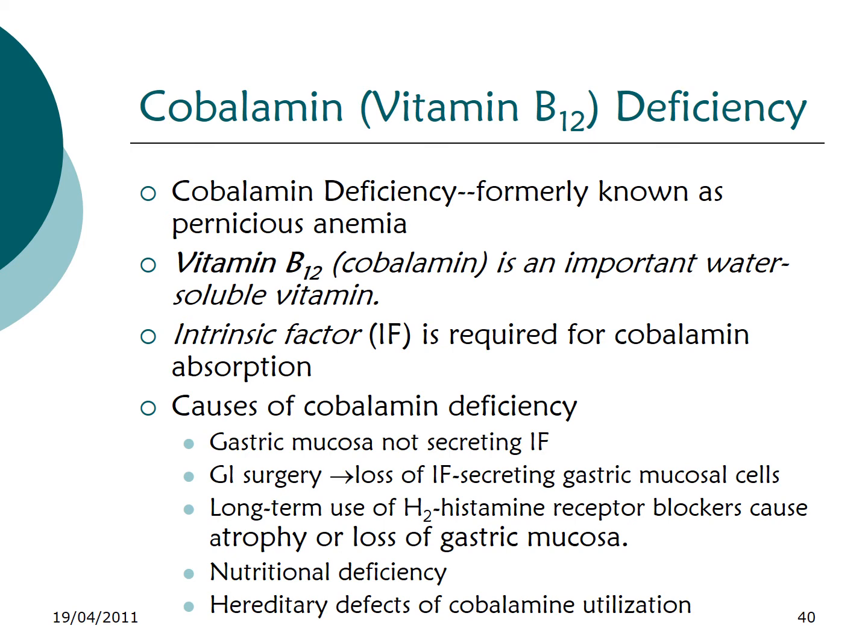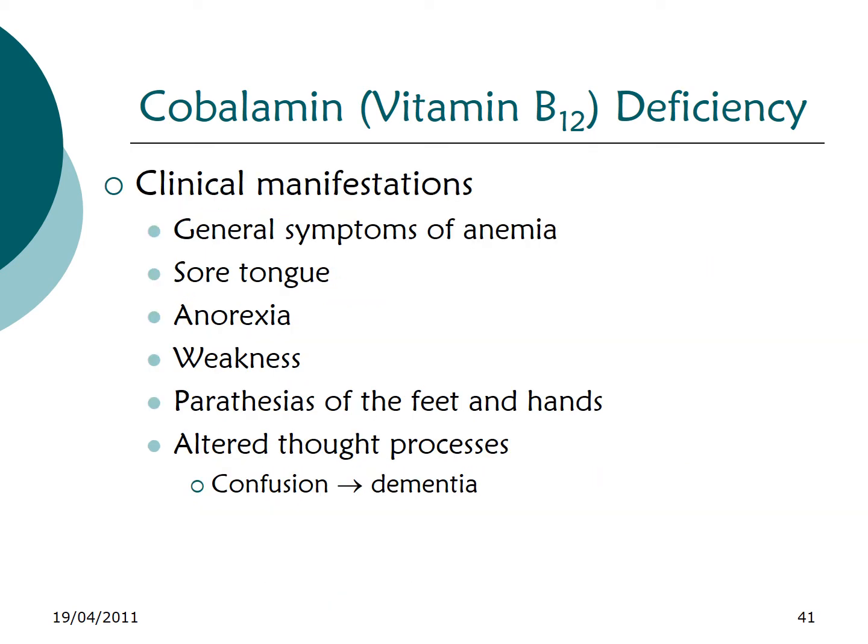So what are the clinical manifestations? General symptoms of anemia. There's the sore throat, sore tongue, anorexia, weakness, paresthesia of the feet and hands, and there is alteration in thought process, which can lead to confusion and dementia.